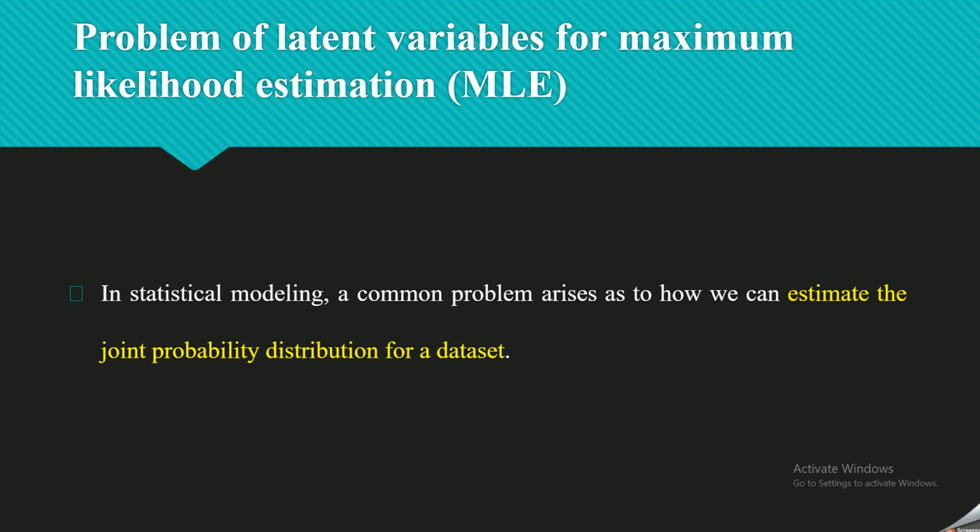Firstly, let us study what is the problem of latent variables or missing variables for maximum likelihood estimation. In statistical modeling, one of the most common problems that arises is how an individual can estimate the joint probability distribution for a given data set. So you have got a data set, and from that particular data set, you have to estimate or determine the joint probability distribution. This is the most common problem.